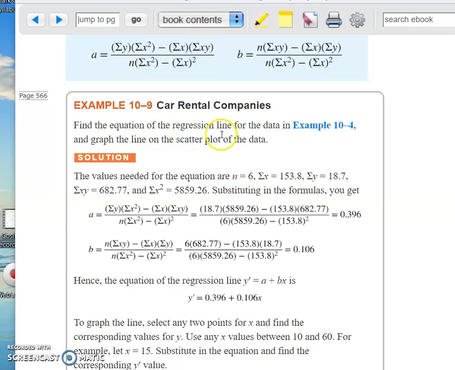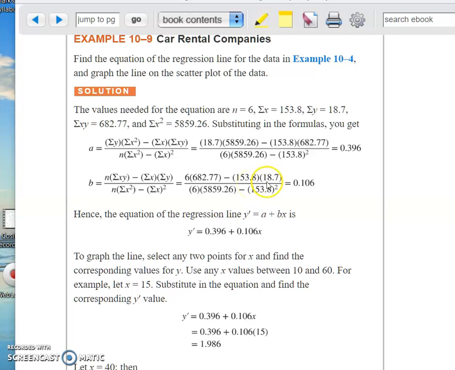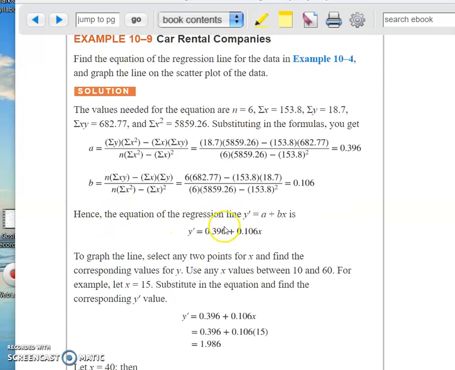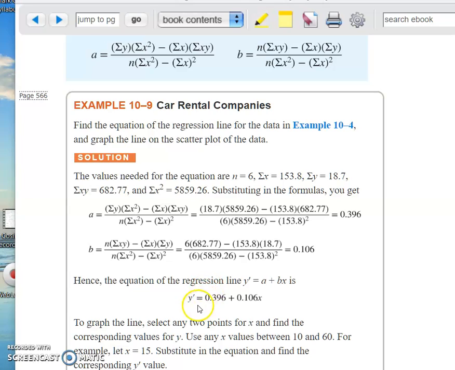Okay, so the equation of the regression line for the car rental company. You do all this. That gives you the A and the B. There it is. Okay, so there's the formula. If I were to say, what's the regression line formula, you would say, here it is. Okay, this is the slope. So what the slope does is it kind of predicts what's going to happen next.